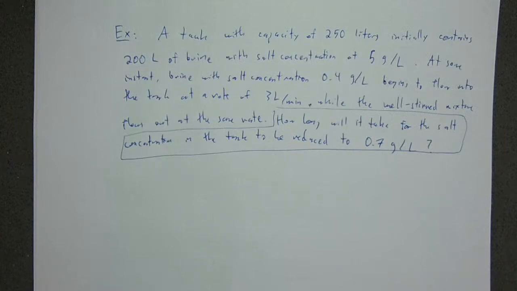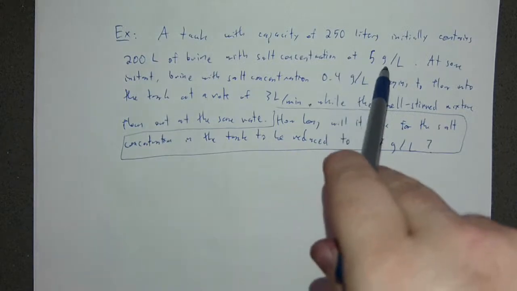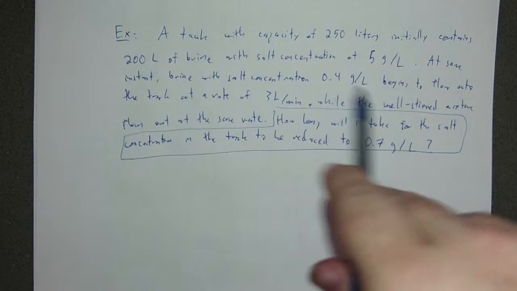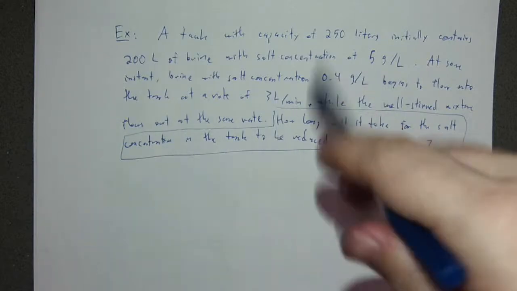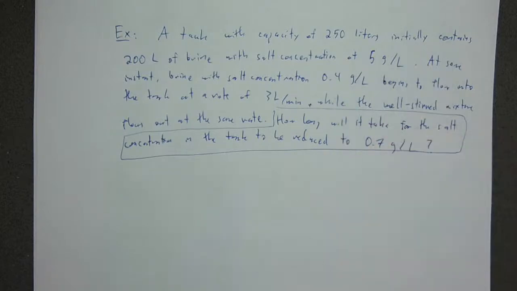Okay. So it begins at a salt concentration of 5 grams per liter. Brine is pouring into it with a salt concentration much less than that, 0.4 grams per liter. The question is, how long does it take for the initial salt concentration to be reduced all the way to 0.7 grams per liter?